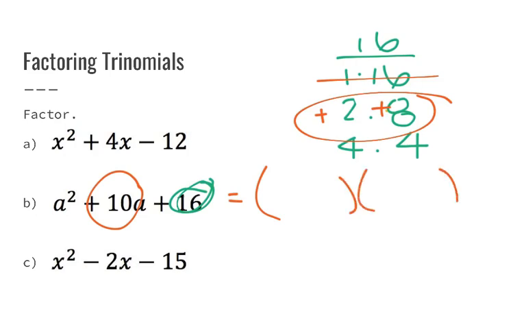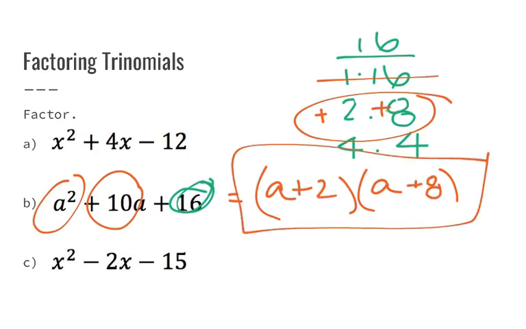So write out your binomial. Since it's a squared, you're going to write a and a. And I'm doing a positive 2 and a positive 8. And that's it. I'm done.